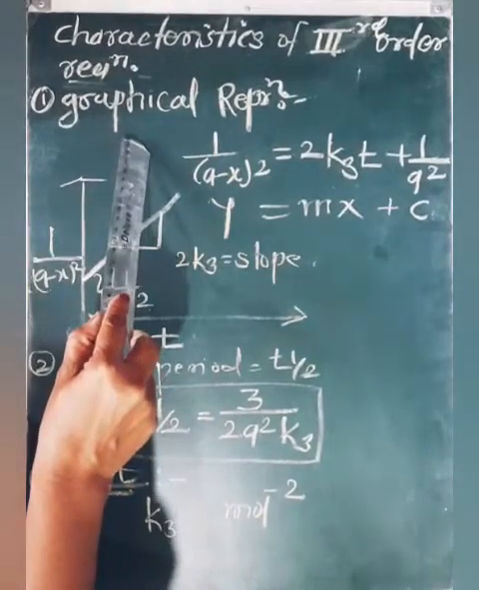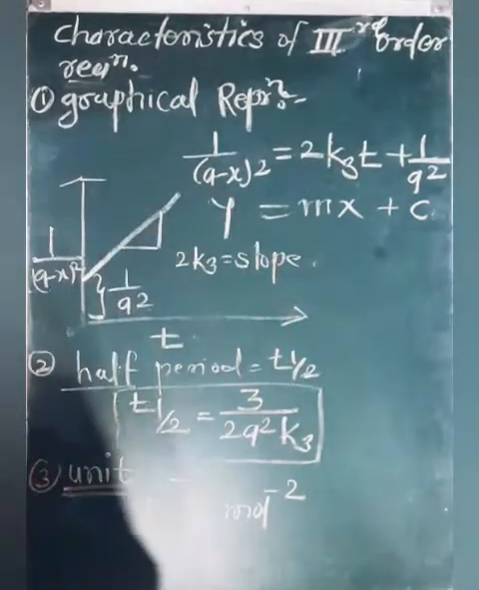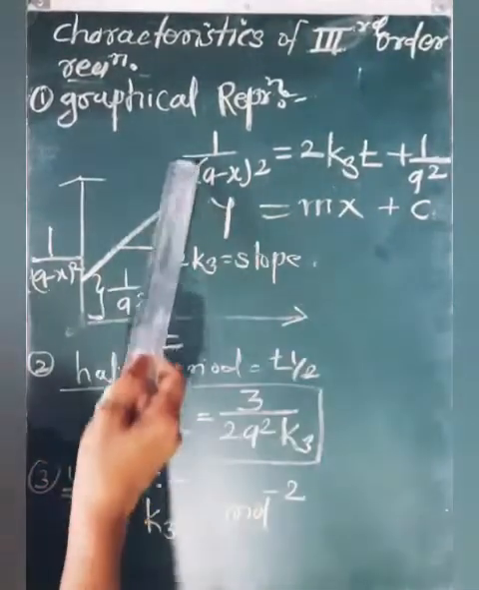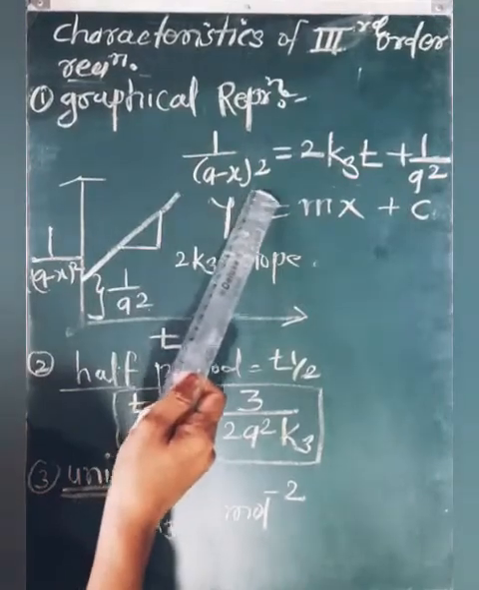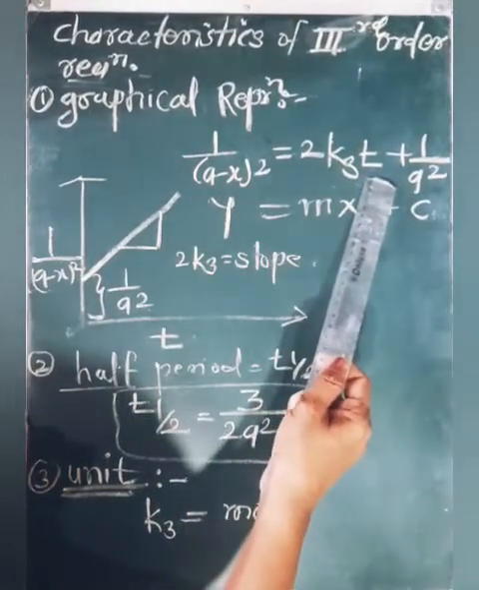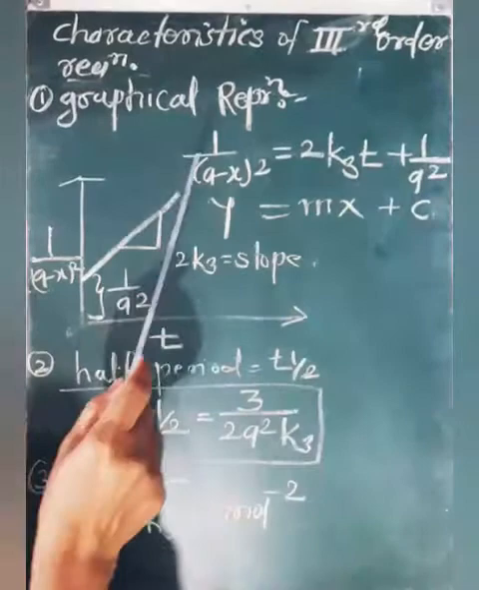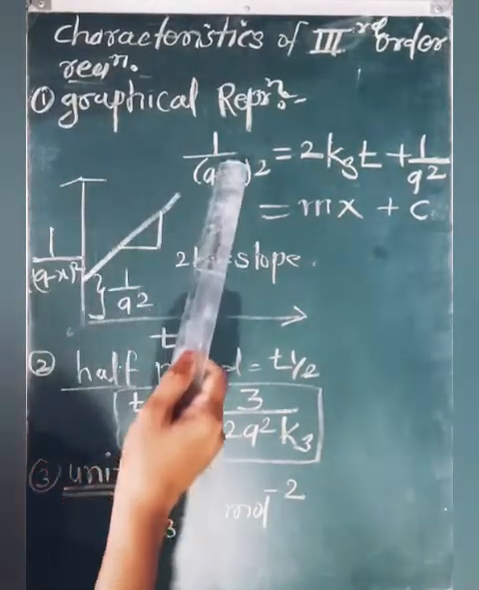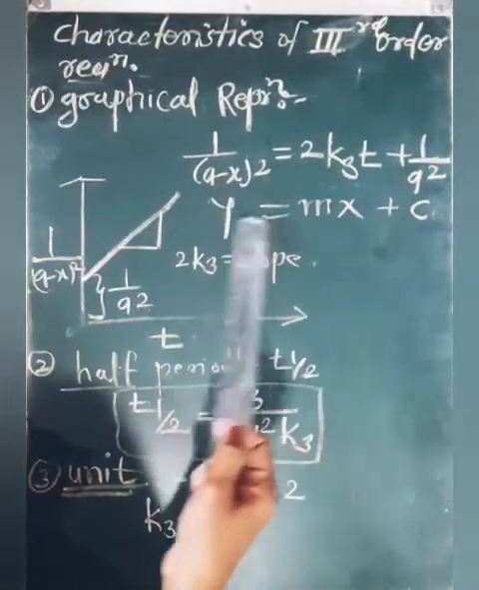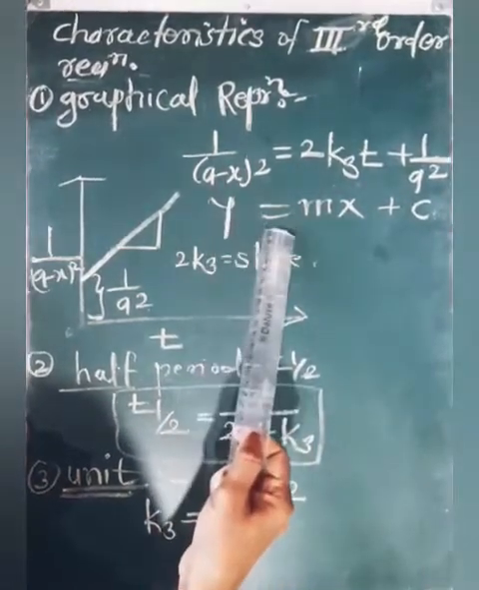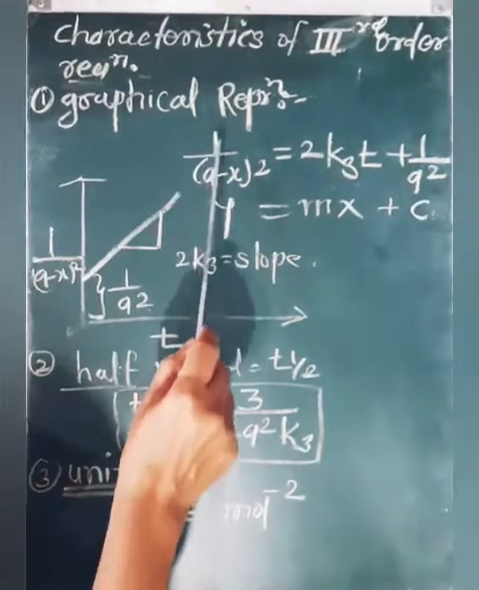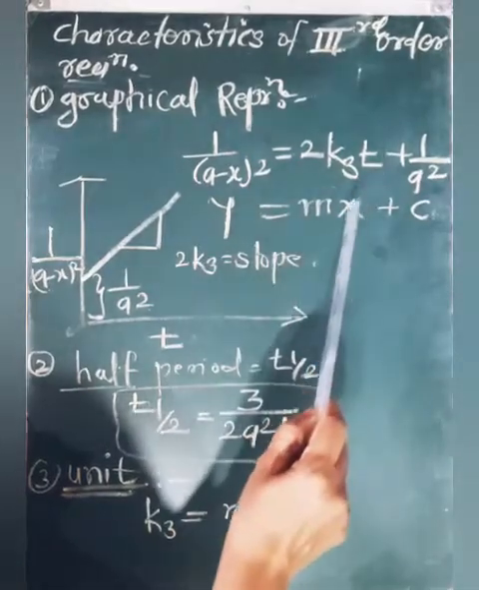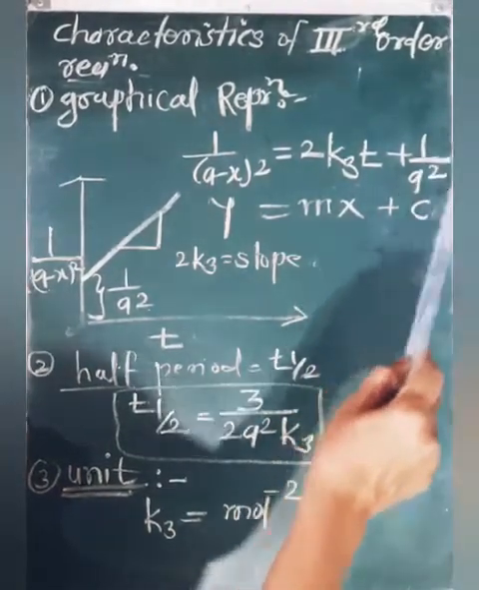Yesterday we had already derived the third order reaction, and in the derivation one equation came up: 1 upon (a minus x) square is equal to 2 k3 t plus 1 upon a square. This equation will be used for the graphical representation. It's very important because it directly correlates with the straight line equation, y is equal to mx plus c. Here 1 upon (a minus x) square is the y coordinate, time is the x coordinate, and this is the intercept.